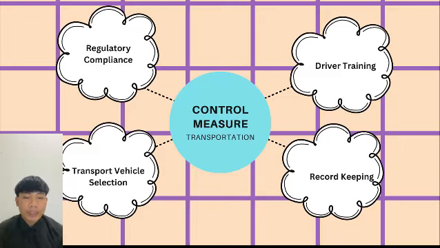Moving on, driver training. Train drivers on safe handling procedures, including securing loads and responding to emergencies. And ensure drivers are aware of the specific properties and hazards of the organic fertilizer waste being transported. Lastly, record keeping. Maintain records of transportation activities, including dates, times, routes, quantities transported, and any incidents.